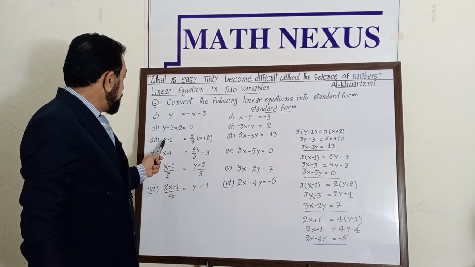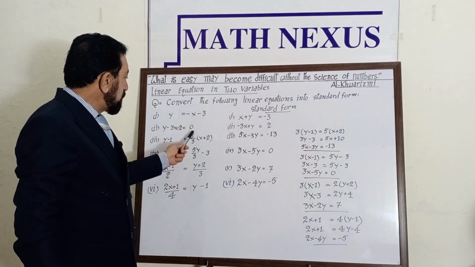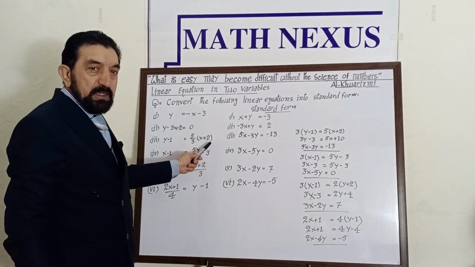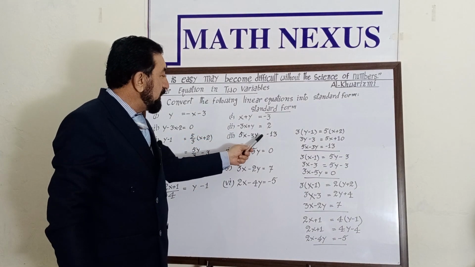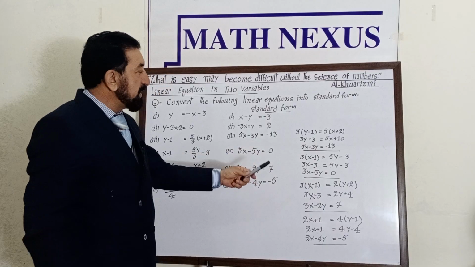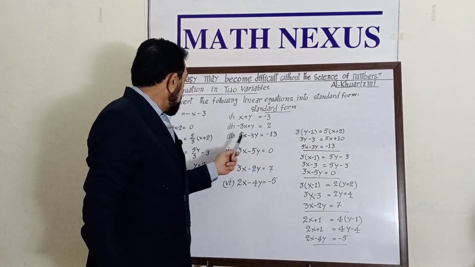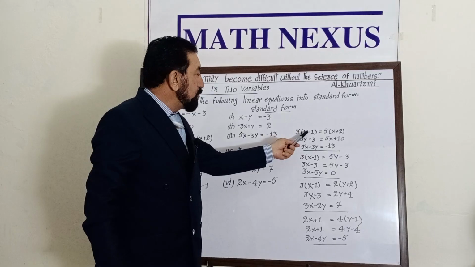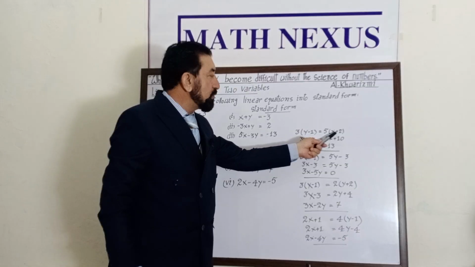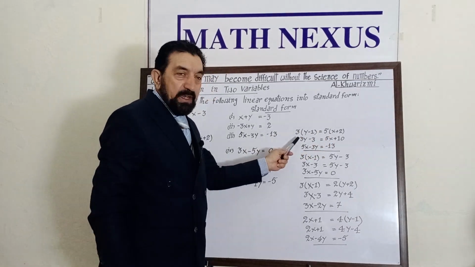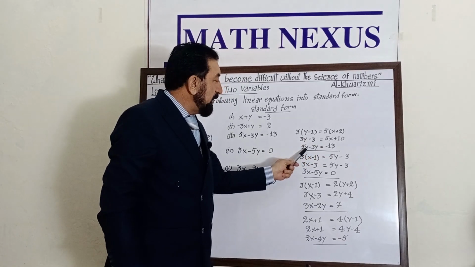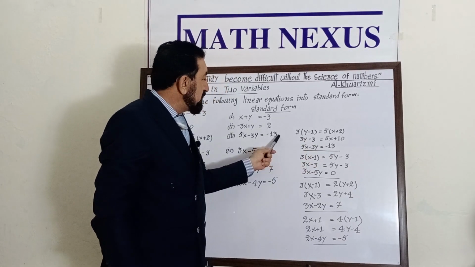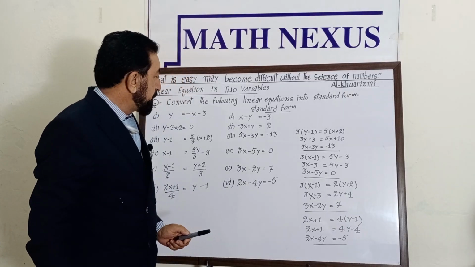Question number 3. y minus 1 equals 5 upon 3 into x plus 2. We can write 5x minus 3y equals minus 13. According to cross multiplication, 3 into y minus 1 equals 5 into x plus 2. Open the bracket. 3y minus 3 equals 5x plus 10. 5x minus 3y equals minus 13, which is right.